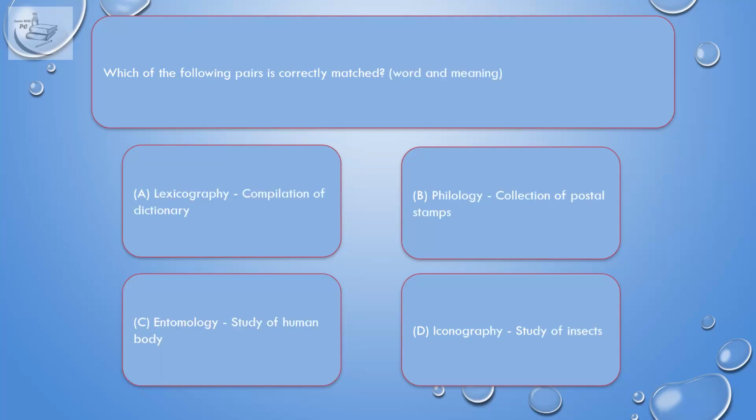Question: which of the following pairs is correctly matched? Word and meaning. A. Lexicography, compilation of dictionary. B. Philology, collection of postal stamps. C. Entomology, study of human body. D. Iconography, study of insects. Correct answer is A. Lexicography, compilation of dictionary.